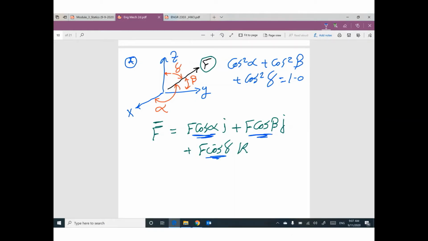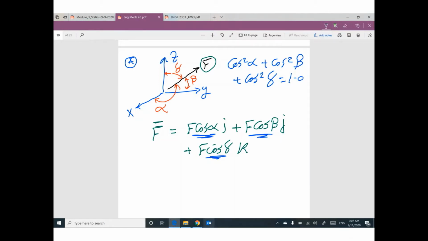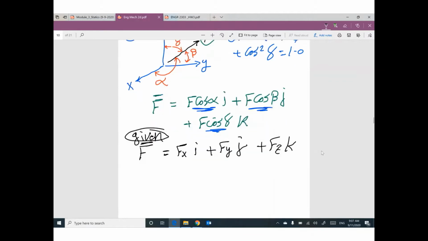We learned also, if this force is given as three components, Fx i, Fy j, Fz k. For example, for any reason, this force as a vector is given. The three components are given. So I can figure out the three angles of this force.